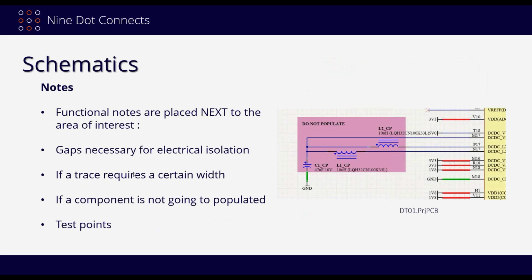If there's a trace width that requires a certain width, again, you may want to not only just say that it requires it, but why? How much amperage is it going to take? So they say, okay, I better not mess with this. I better make sure that there's an adequate width on this trace so we can handle this amperage. If a component is not going to be populated, so here's an example of it over here. And then lastly, of course, the test points as well.